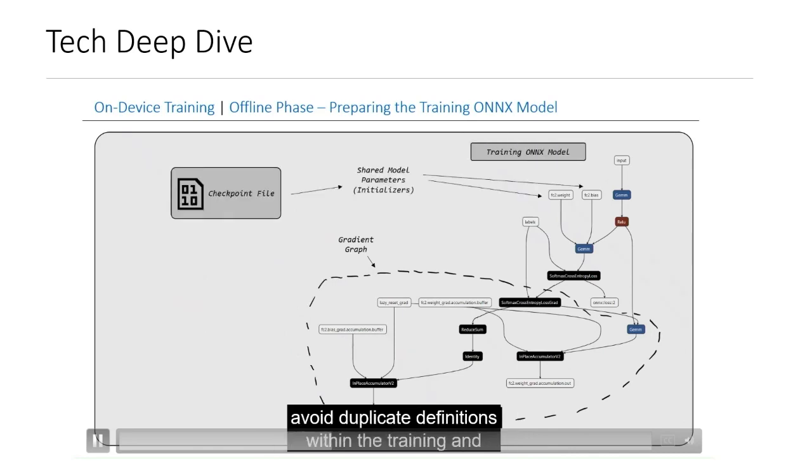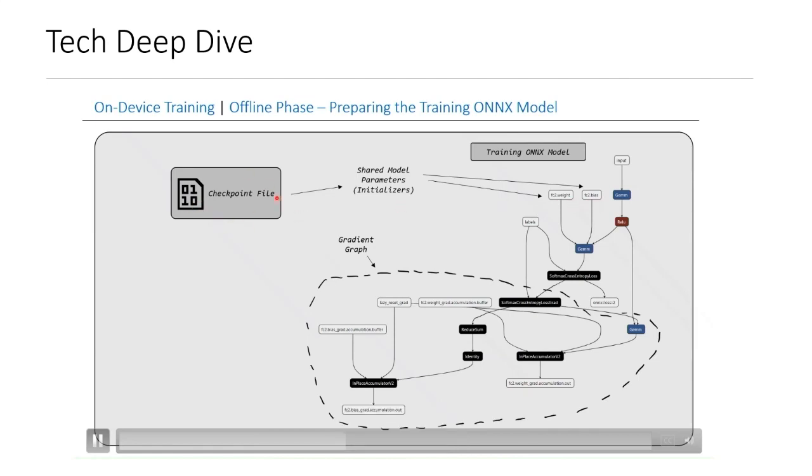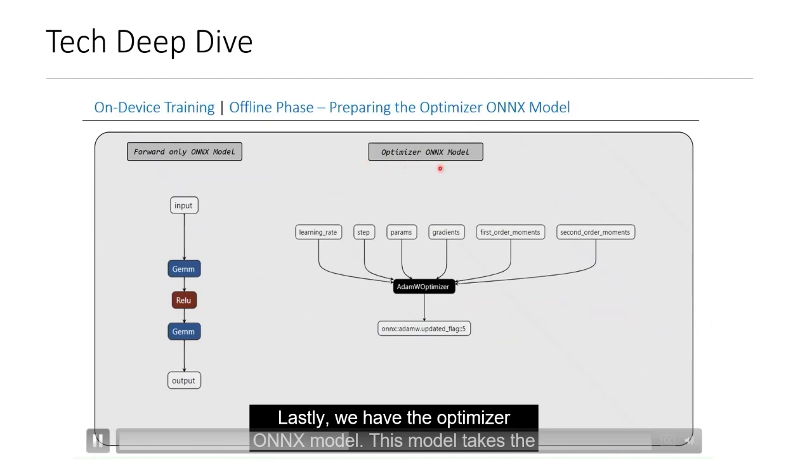To avoid duplicate definitions within the training and evaluation ONNX model, the checkpoint file abstracts the shared model initializers into a binary checkpoint file. Lastly, we have the optimizer ONNX model. This model takes the trainable model initializers and their computed gradients, effectively updating the model parameters in the direction of the gradient.